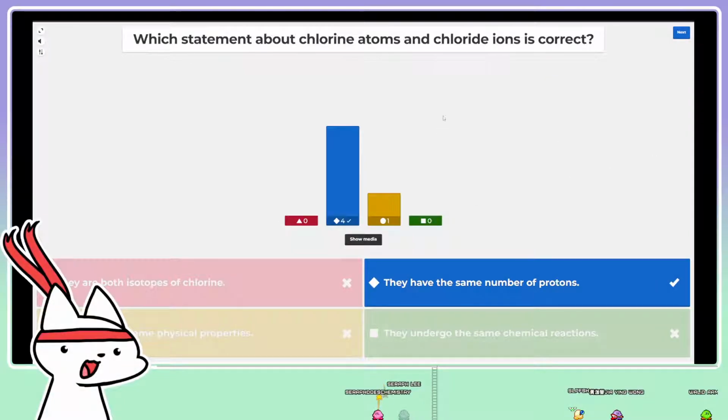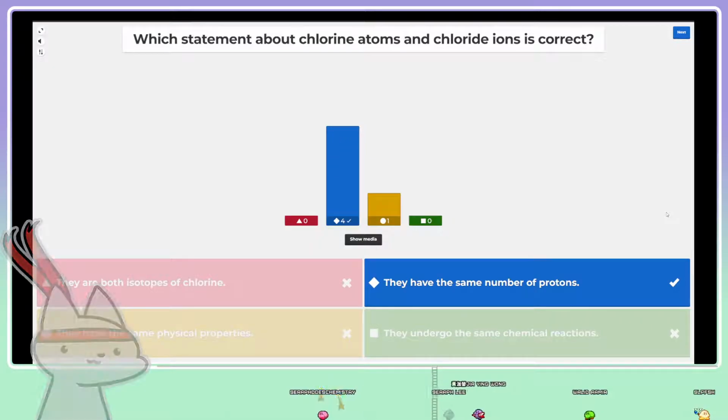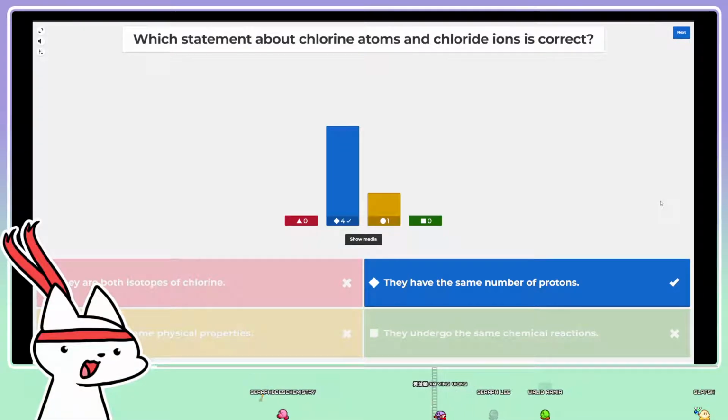In this case, they have the same number of protons, definitely, because they are the same element. Anything that's the same element will have the same protons. Physical properties, in this case, because atoms and ions, we don't know whether they are the same isotope or not. So in this case, elements same, proton must be the same. Proton is the only thing that is unchangeable. So proton is unchangeable, electron change is ion, neutron change is isotopes.